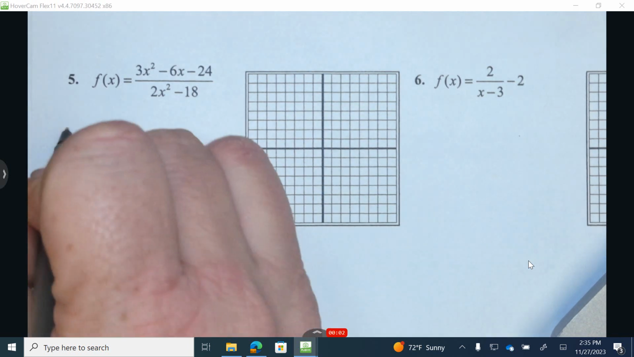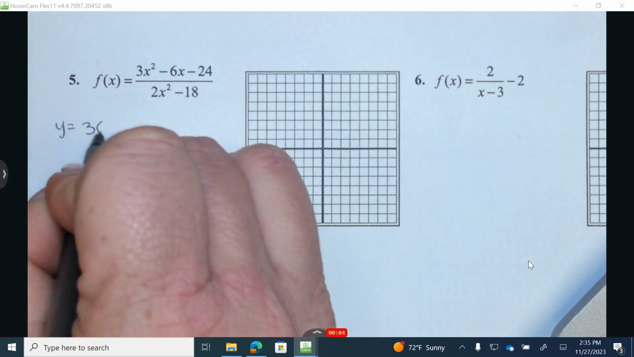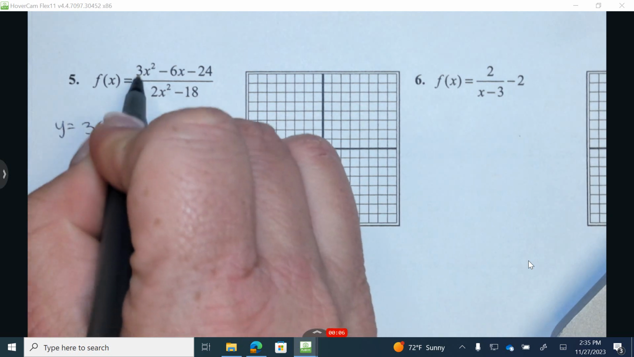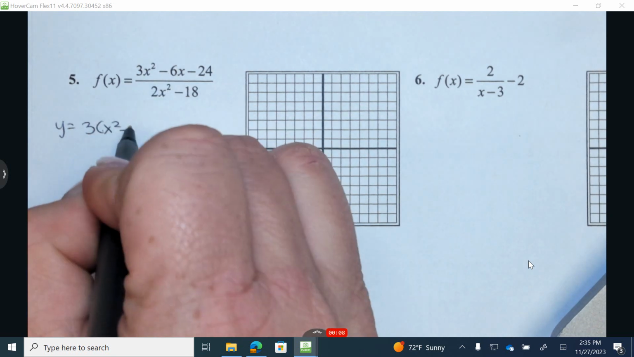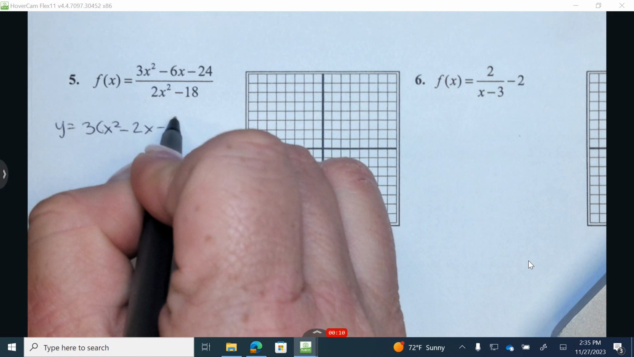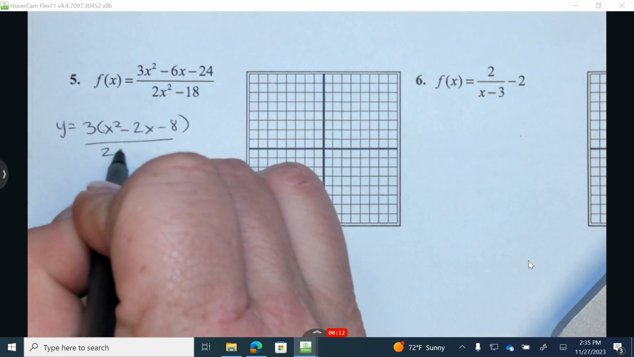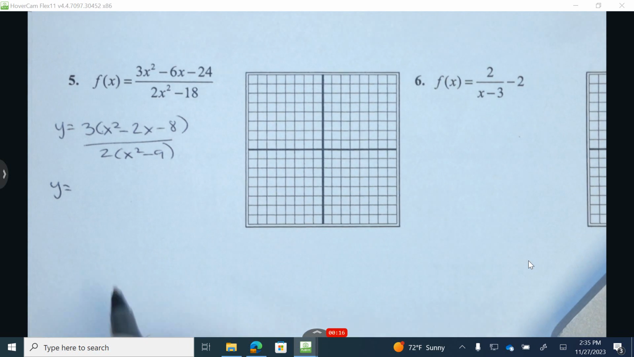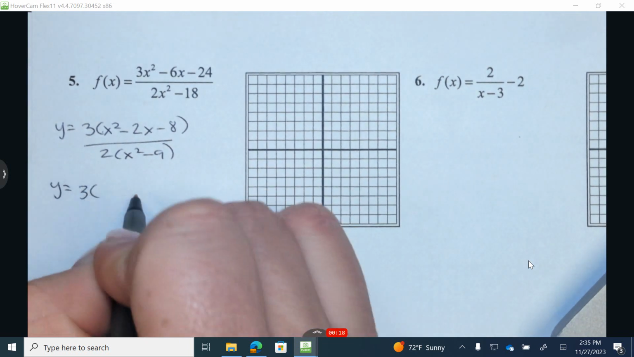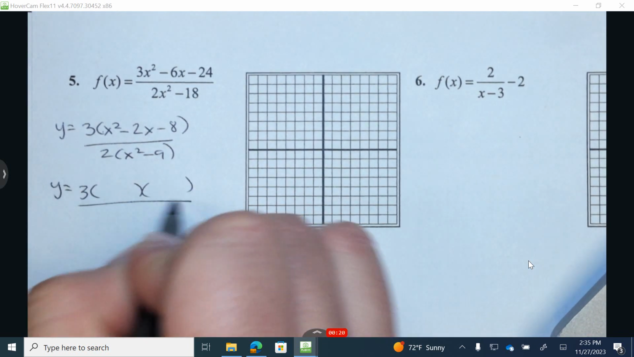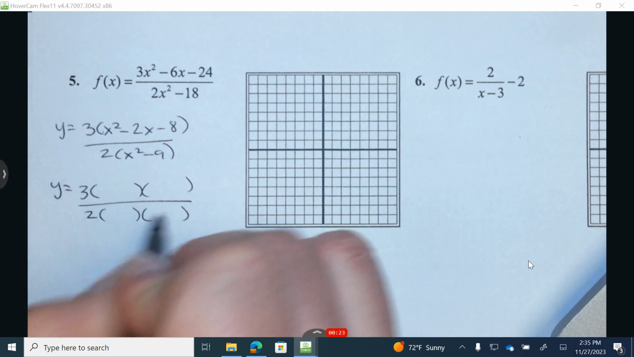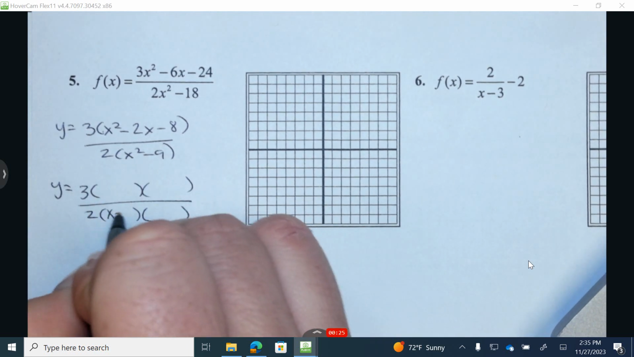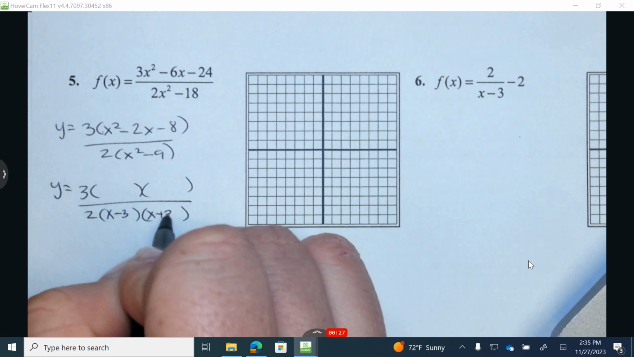Let's see if rewriting number 5 may help us. I'm going to factor out a 3 to get x squared. So divide by 3 to get a 1, divide by 3 to get a 2, divide by 3 to get an 8. And then I'm going to factor out a 2 to get x squared minus 9. Now this is where your factoring skills really play a key factor in being able to accurately graph this with no graphing device. X squared minus 9 factors into x minus 3 and x plus 3.